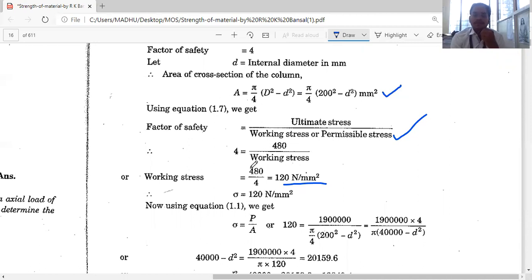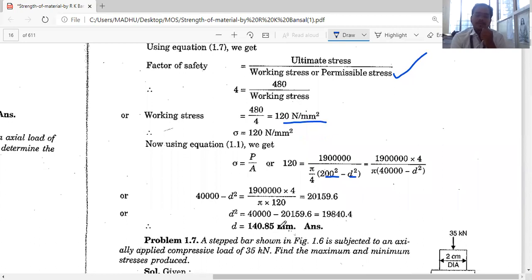Again stress is equal to force per area. You go back to the first one. Force is 1,900,000, divided by pi by 4, capital D square minus small d square. So capital D square minus small d square, and we are going to get the final d value by using our calculators. So we should design. The design is ultimate stress based design, and the stress value taken is the working stress or permissible stress.